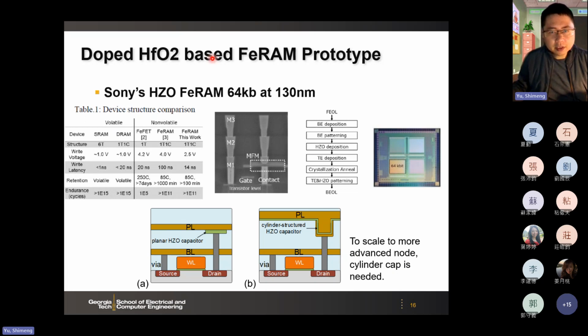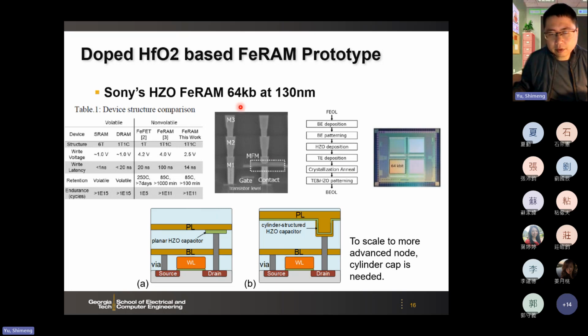But then the new generation, as I said, is the hafnium oxide system based FeRAM. Sony has been pioneering in this field. They have demonstrated 64 kilobit HZO FeRAM at 130 nanometer. And here is their summary for the performance of this chip. The read voltage is 2.5 volts, read latency 40 nanoseconds. It sustains retention at 85 degrees and endurance of 10 to the 11 cycles.